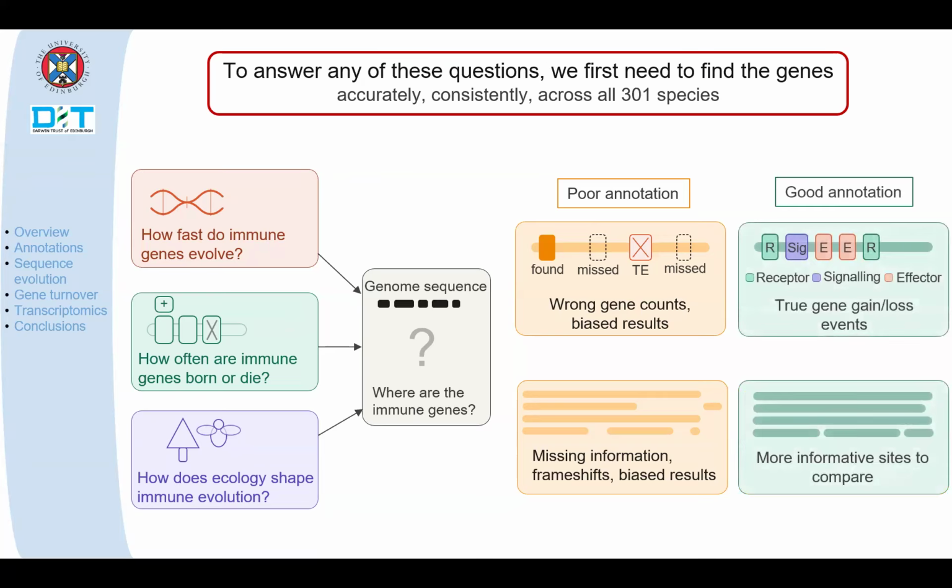With good annotations, we have the true representation of the gene counts in the genomes, which is consistent across all 300 genomes, and we have more complete sequences, so we will have more information to compare, and we can infer real biology out of it.